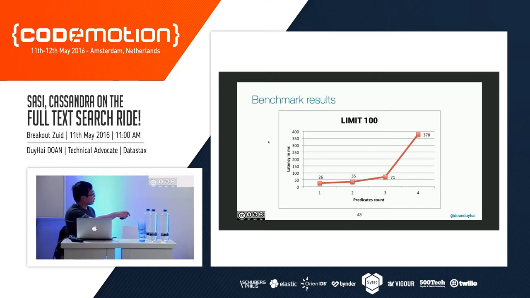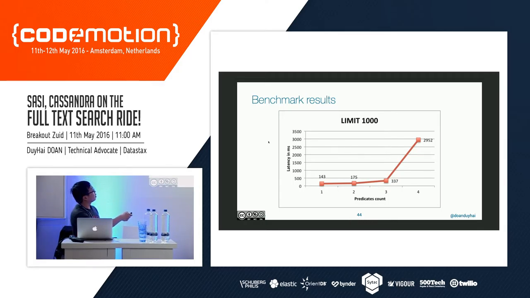On the x-axis, you have the number of predicates, so the number of where clauses. And on the y-axis, you have the latency in milliseconds. And this is limit 100, so I stop at the first 100 rows. If I have only one predicate, 26 milliseconds, fine. The more predicates I add, so the more I filter, the more time it takes.